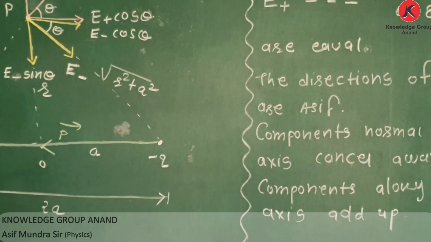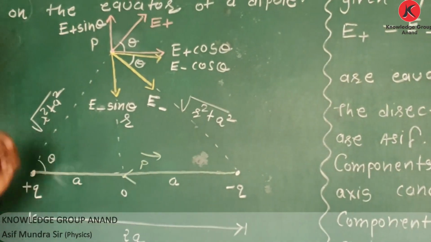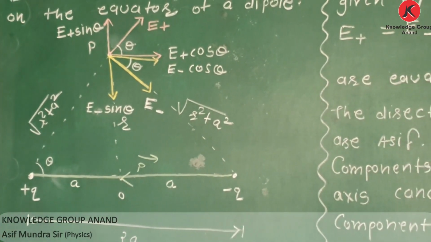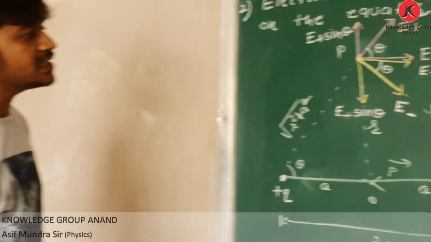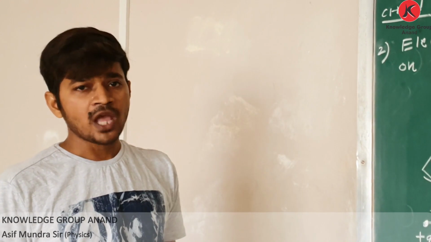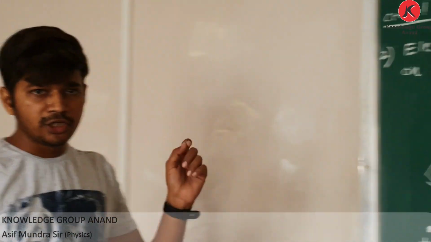So this is one topic, electric dipole. What is an electric dipole? Electric field due to a dipole, two cases: on axis and on equator. Write it down in your notebook.